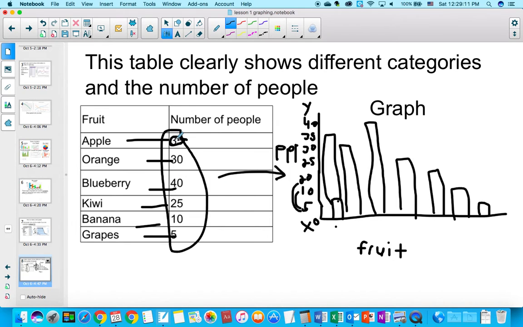So the numbers you put in here, like this number, will represent the bar, not the y-axis. So 35 for apples will go up, this bar for apples will go up to 35, right? Not that the first number on the y-axis is 35.